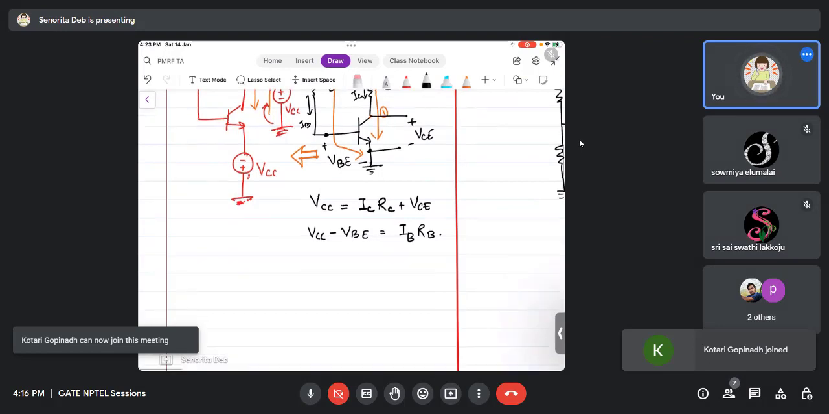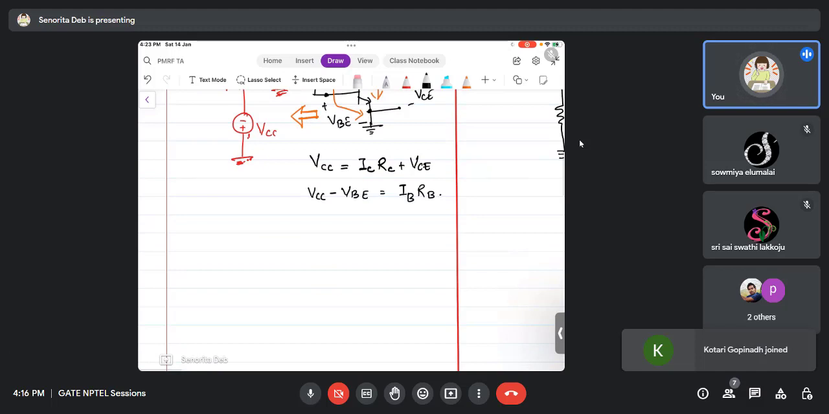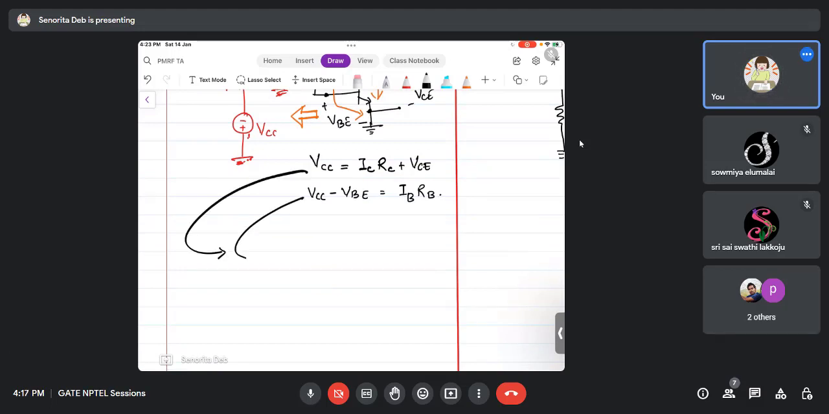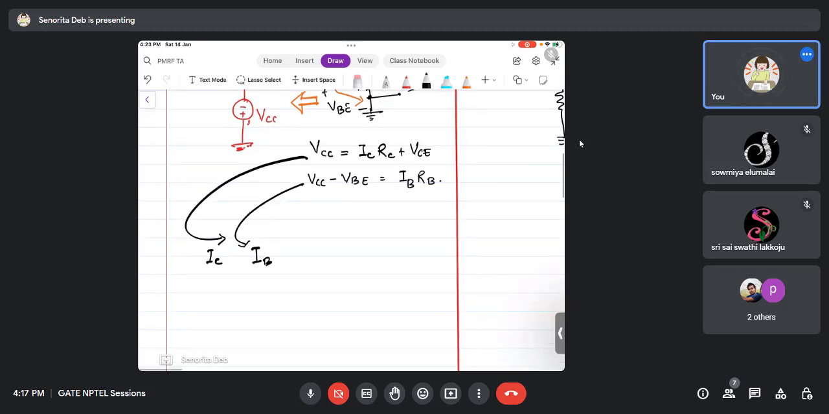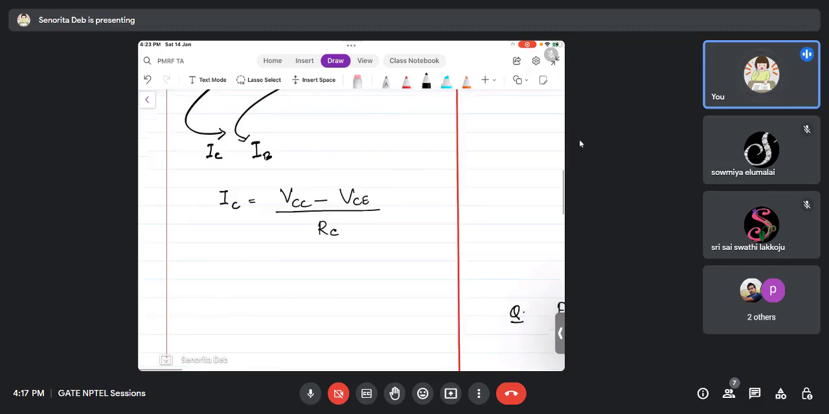Now from here what can I write? I can write both the current equations, right? I can get IC from here and IB from here. So what is IC? IC is VCC minus VCE by RC, right? And what is IB?